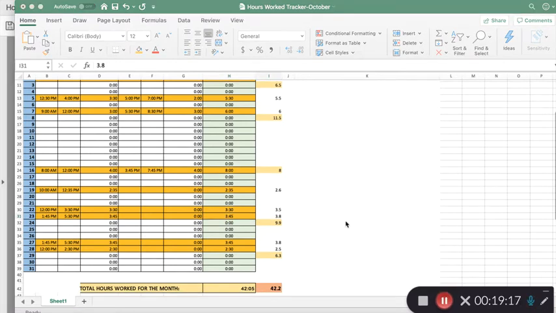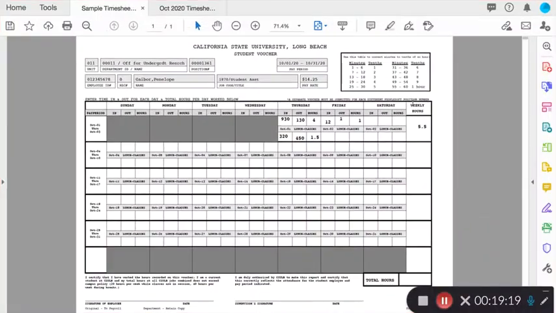So the reason the timesheet does this is because it actually rounds off the numbers. And as you will see right now, the timesheet actually, when it rounds off the numbers, it ends up paying you a little bit more.